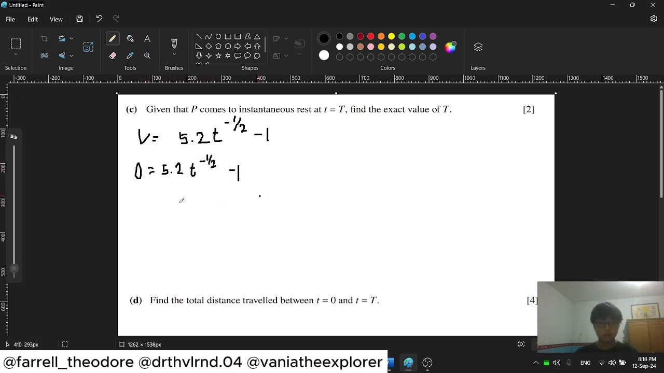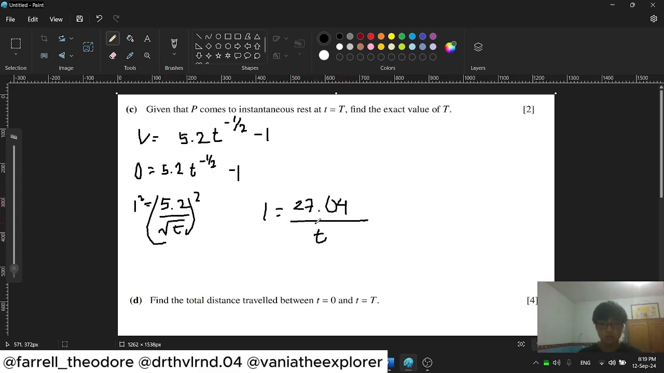We can play around with this equation, so it makes it 1 equal to 5.2 divided by root of t. We can square both sides, so this makes it 1 is equal to 27.04 over t. Remember, if you square one side, you have to square the other side, but since 1 squared is just 1, I didn't write it down. So t, capital T, my bad, it will be 27.04 seconds.